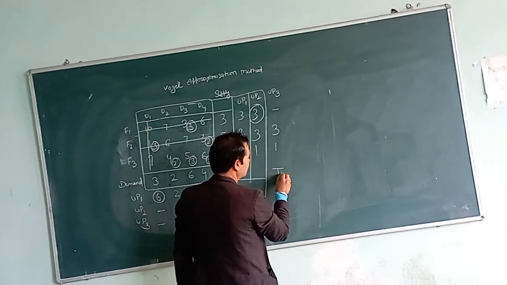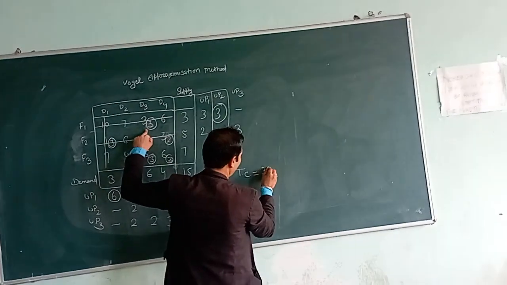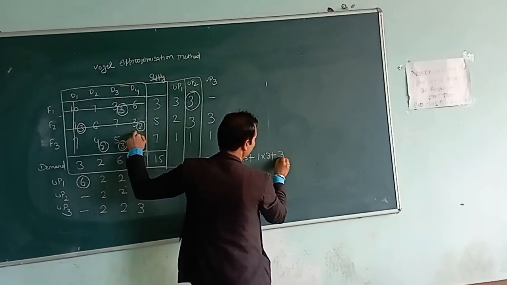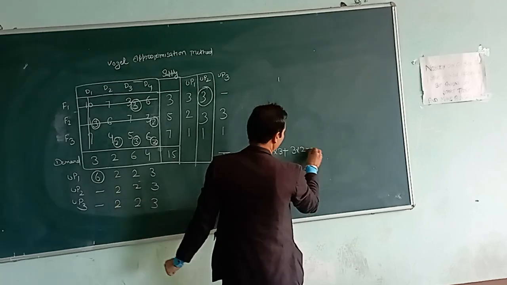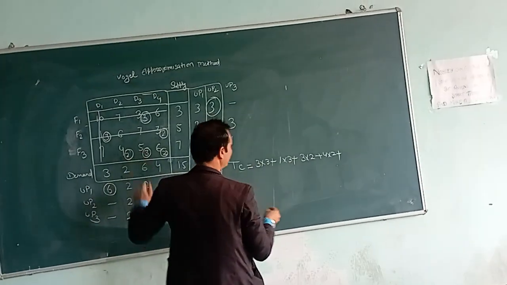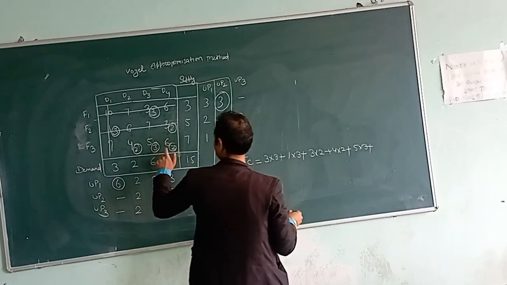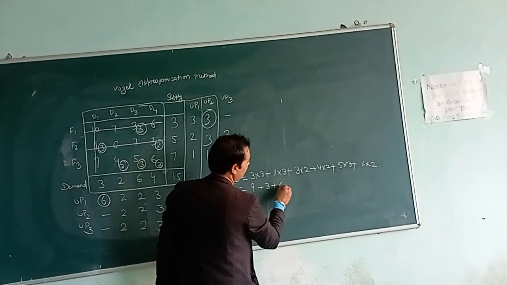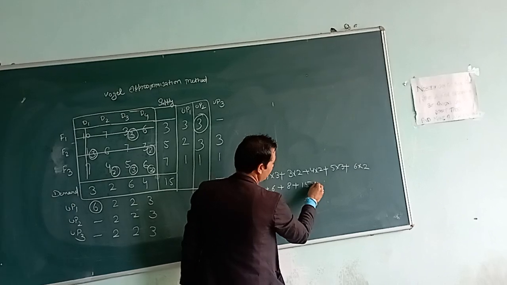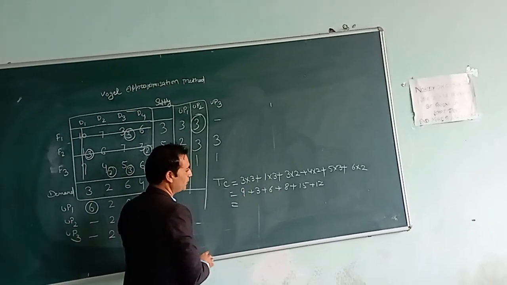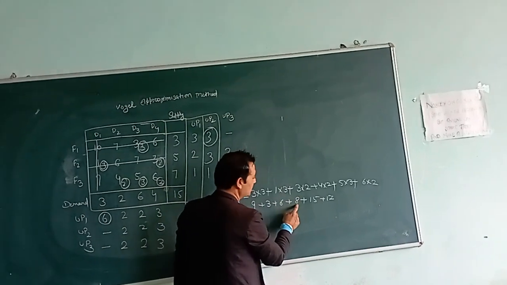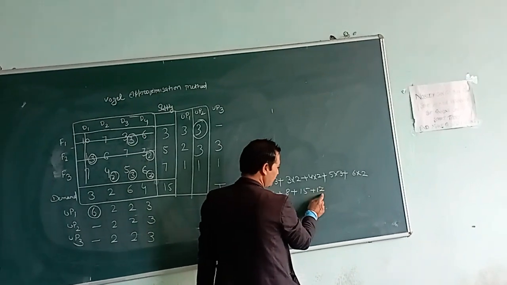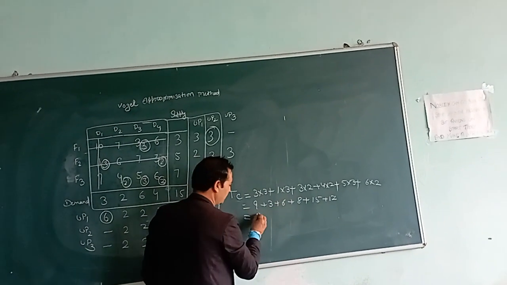Now we calculate the transportation cost. 3 into 3, 1 into 3, 3 into 2, 4 into 2, plus 5 into 3, plus 6 into 2. 9 plus 3 plus 6 plus 8 plus 15 plus 12. 9 plus 3 is 12, 12 plus 6 is 18, 18 plus 8 is 26, 26 plus 5 is 31, 31 plus 10 is 41, 41 plus 2 is 43, 43 plus 10 is 53.